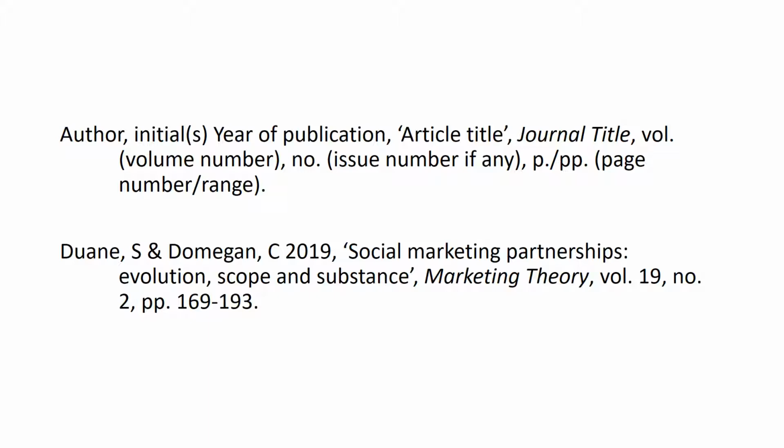So for the example that we were looking at, it now becomes Duane, S and Domigan, C. That's the authors. The year is 2019. Now I have the title of the article and only the first letter is capitalised. After that, I have the title of the journal and it has capitals. Then I have Vol. 19, comma, for the volume number, and No. 2 for the issue number, and the page numbers.